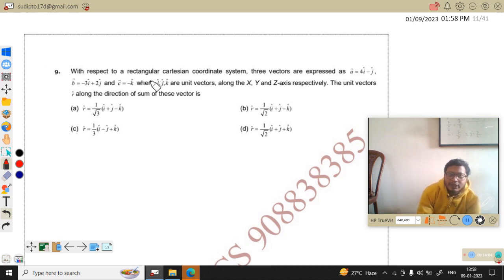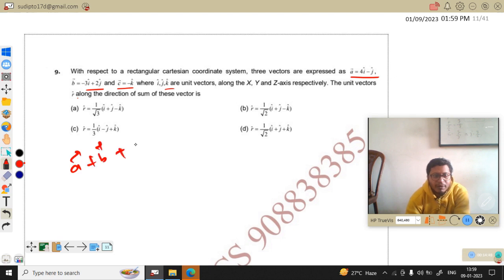With respect to a rectangular Cartesian coordinate system, the three vectors are given, where i, j, k are unit vectors along the x, y, z axes respectively. The unit vector is along the direction of the sum of three vectors, A vector, B vector and C vector. So it will be A vector plus B vector plus C vector.